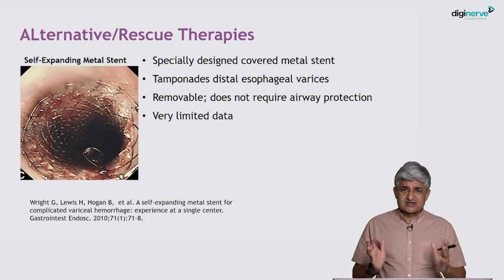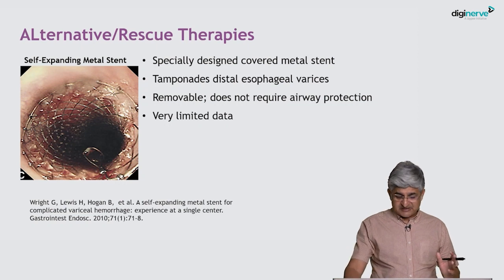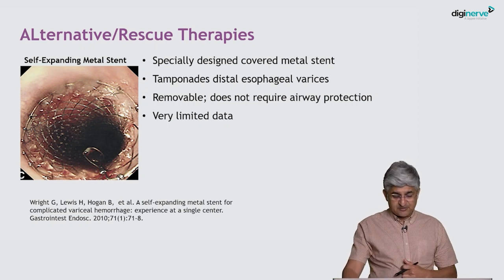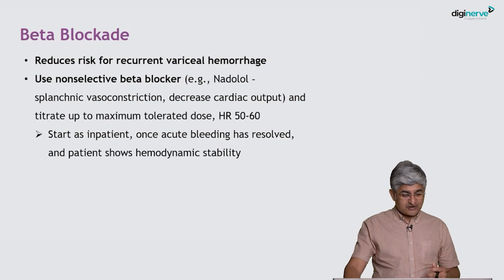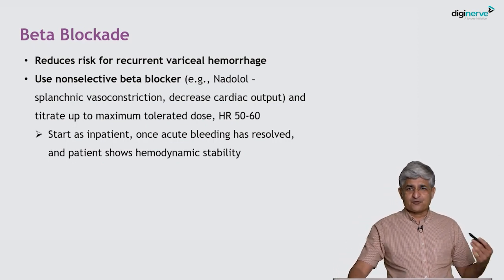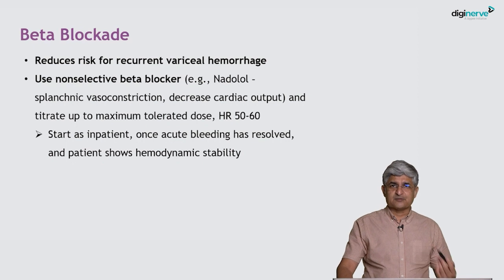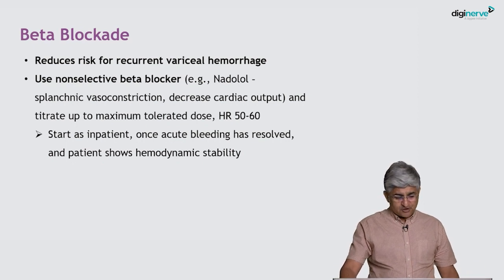Or you also have a self-expanding metal stent, which are specially designed metal stents which are removable and do not require any airway protection. Beta blockers, of course, reduce the portal pressure and should be considered with the help of the cardiac output, and depending upon the echocardiography and the tachycardia and the blood pressure of the patient, propranolol should be used. Of course, monitor the pulse of these patients.